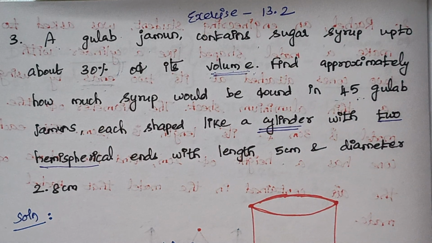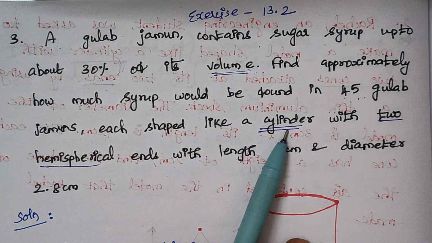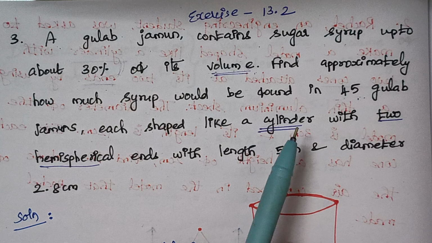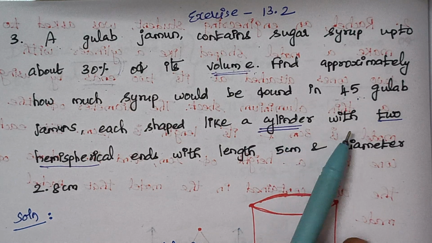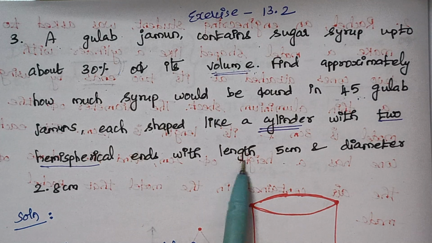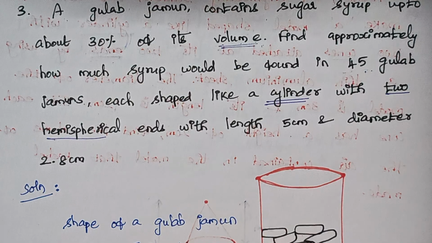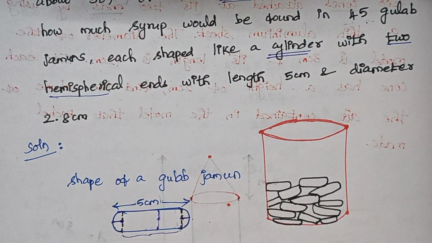About the shape of the gulab jamun, each is shaped like a cylinder with two hemispherical ends. The length is given and the diameter is given. This is the picture which is given in the book. First we start our discussion with the shape of a gulab jamun.